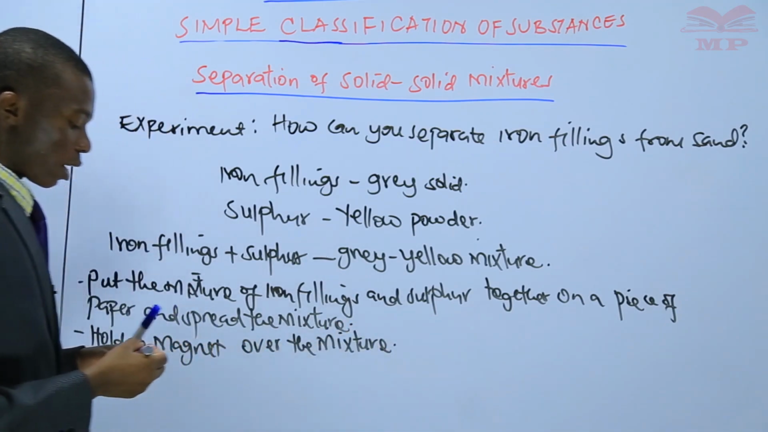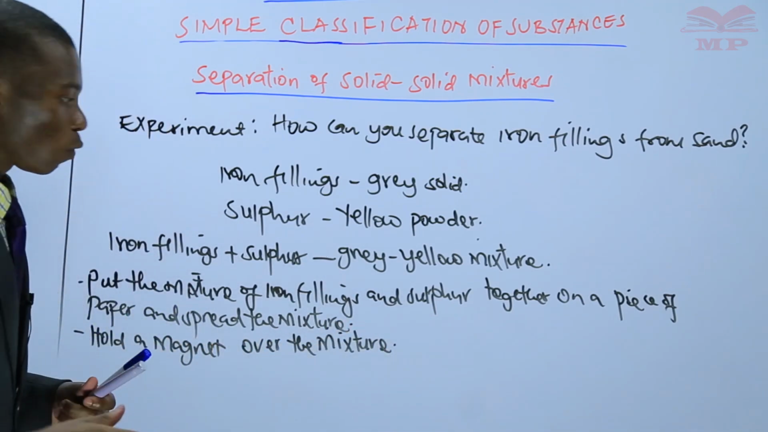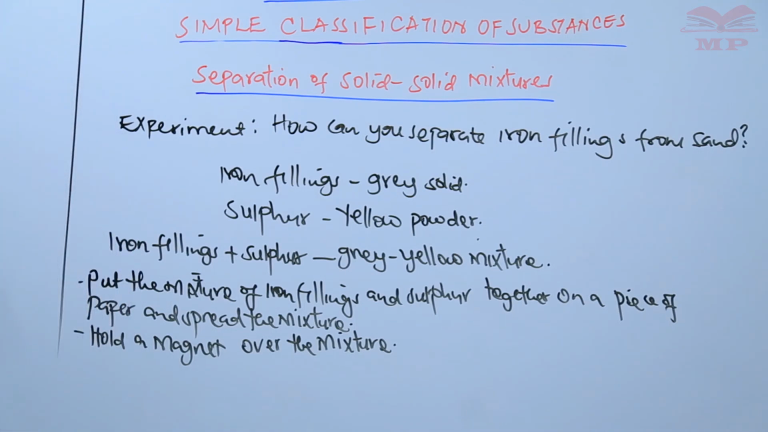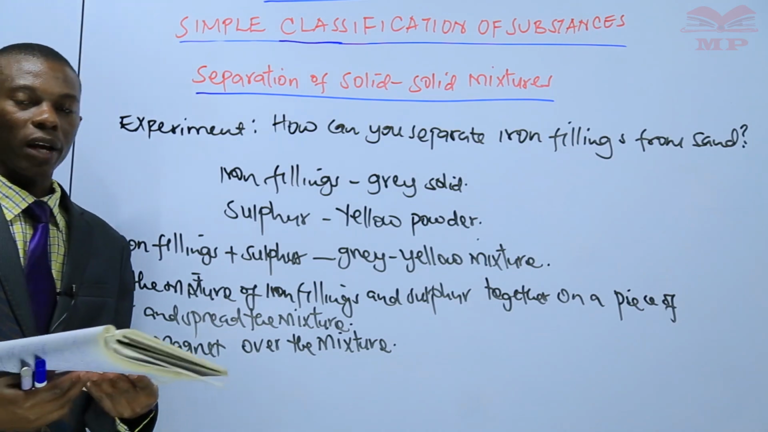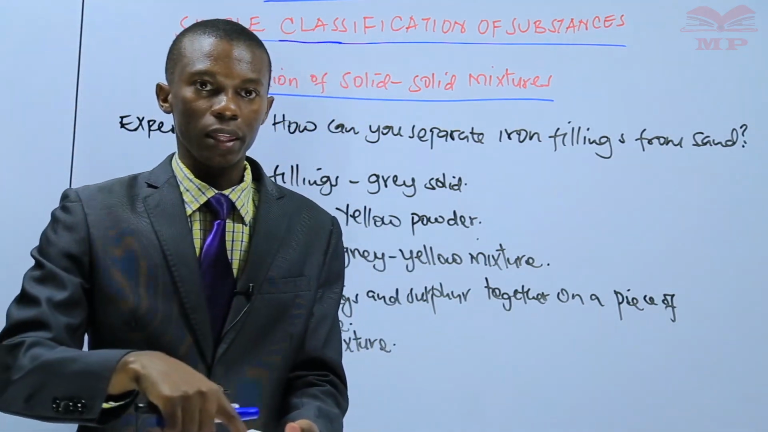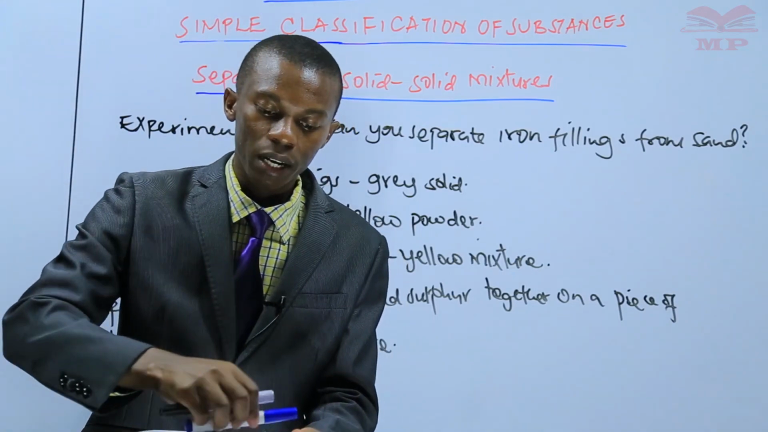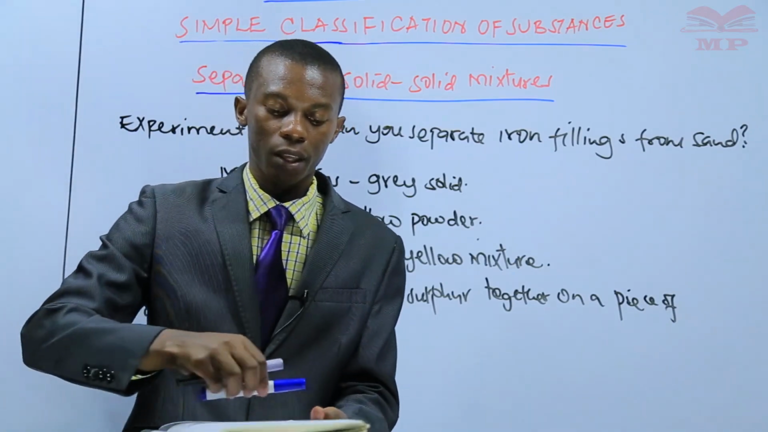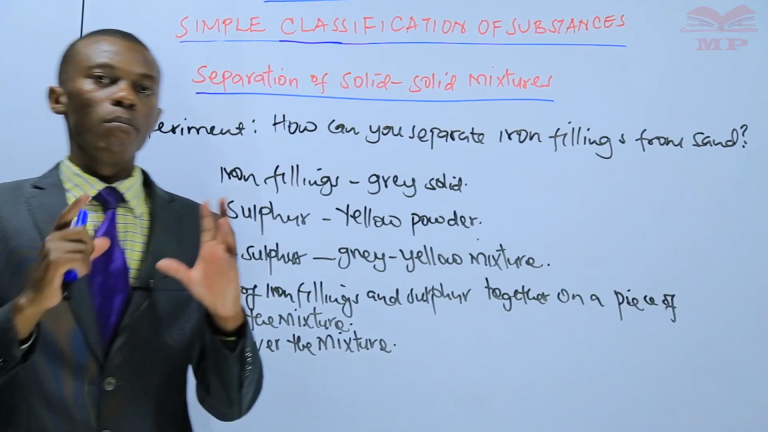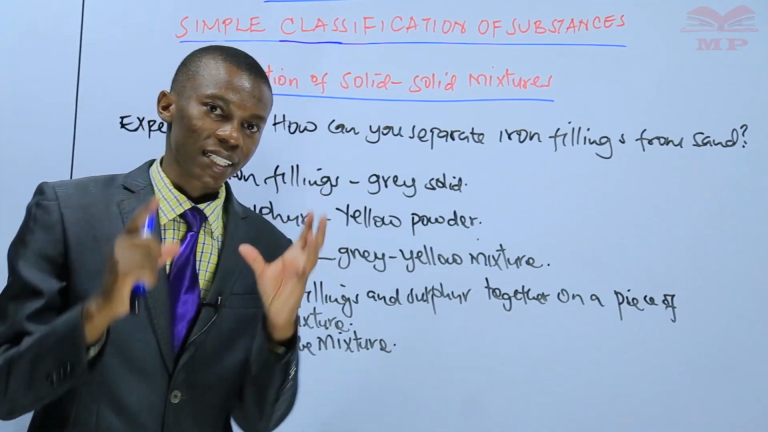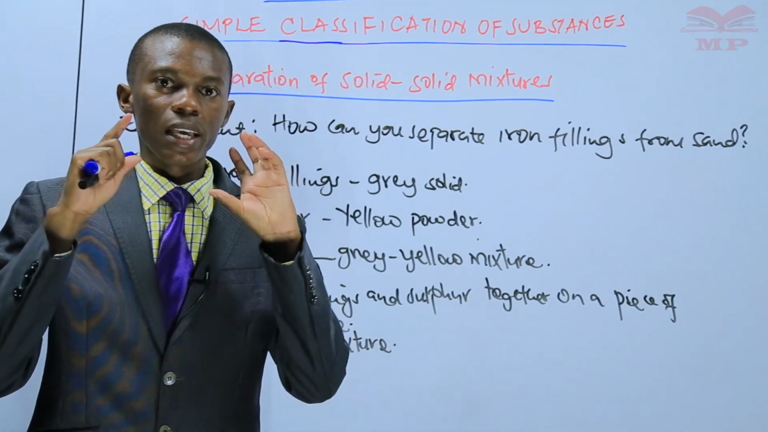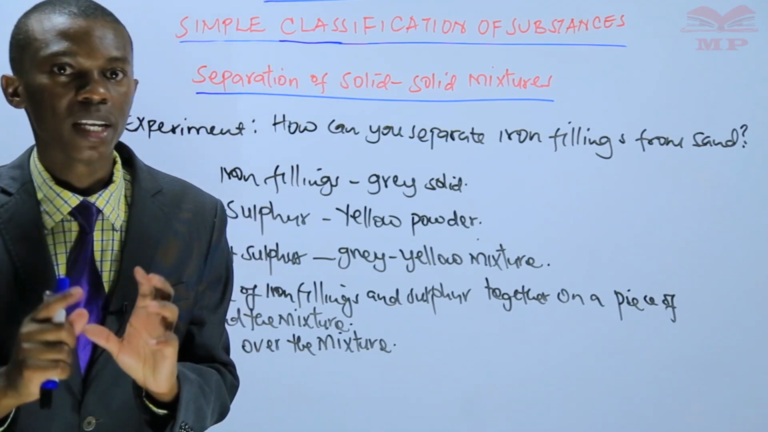Hold a magnet over the mixture. So you hold a magnet over the mixture. If this is my piece of paper, I put my mixture on top here, then I will be holding a magnet over that mixture. Therefore, what we expect will happen is the magnet will attract iron filings and sulfur will be left.